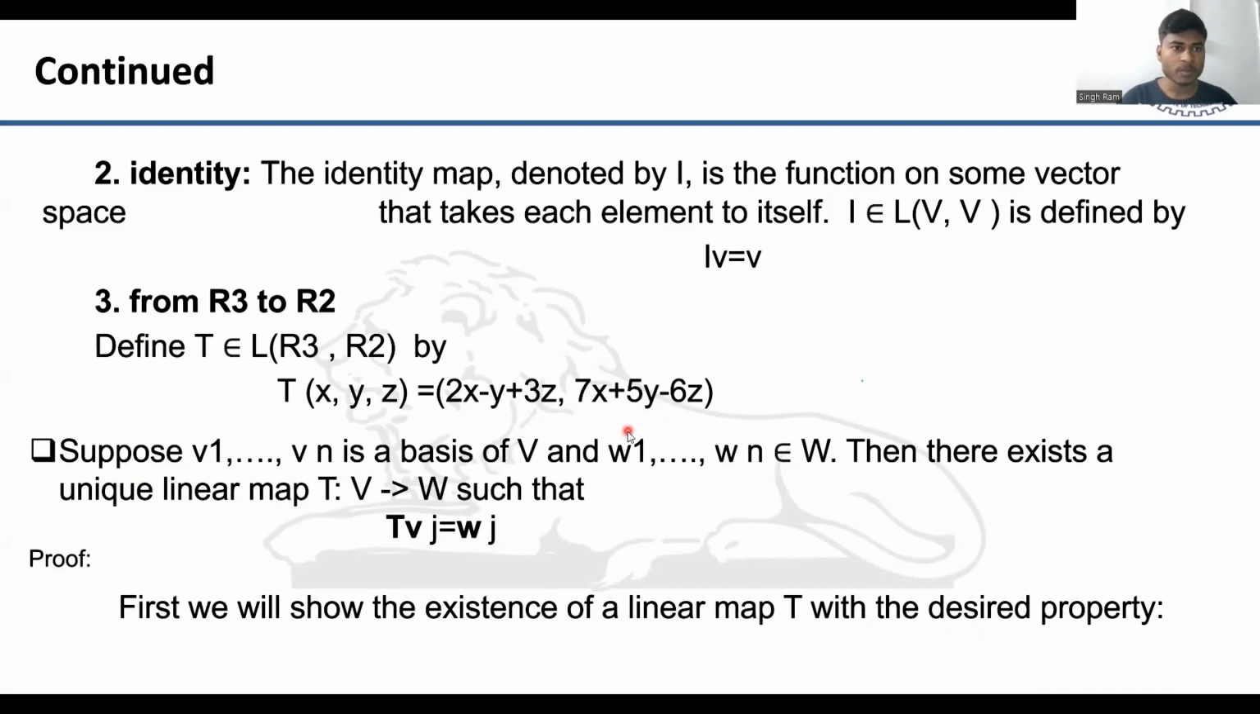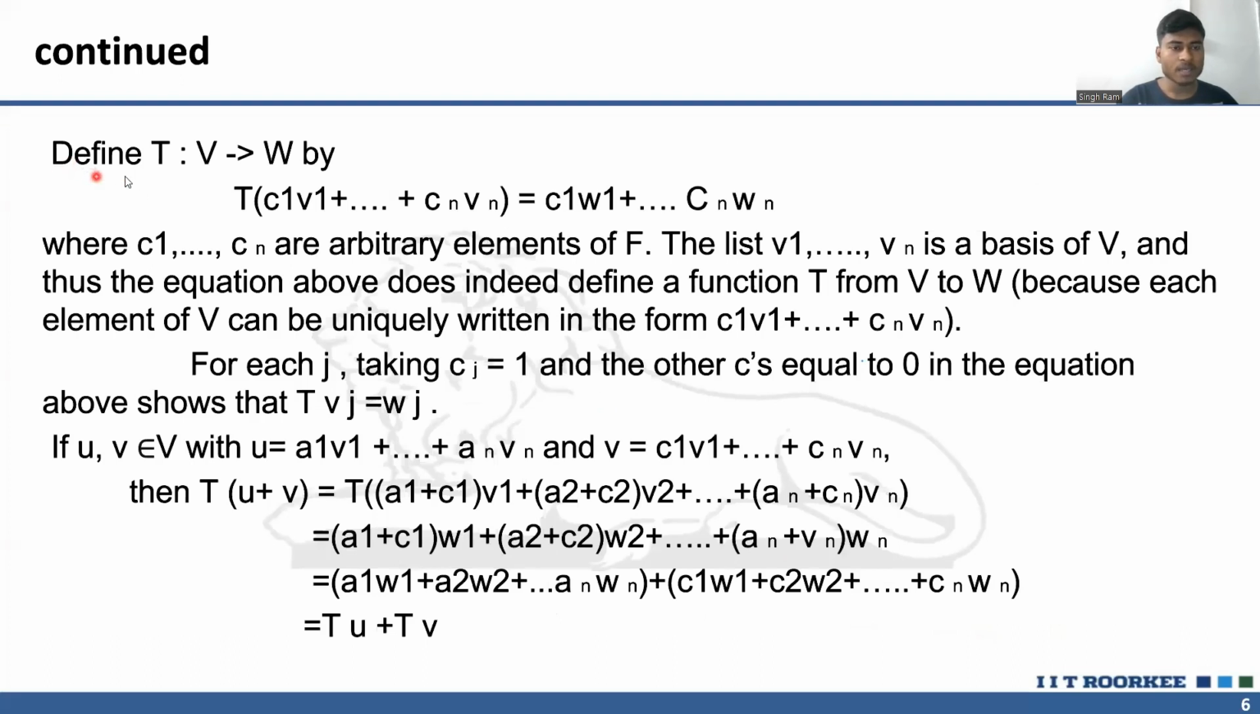Here, define the linear transformation T from vector space V to vector space W by T of C1 V1 plus C2 V2 up to Cn Vn is equal to C1 W1 plus up to Cn Wn, right? Where C1, C2, up to Cn are arbitrary elements of the field F, and the list V1, V2 up to Vn is the basis of V.